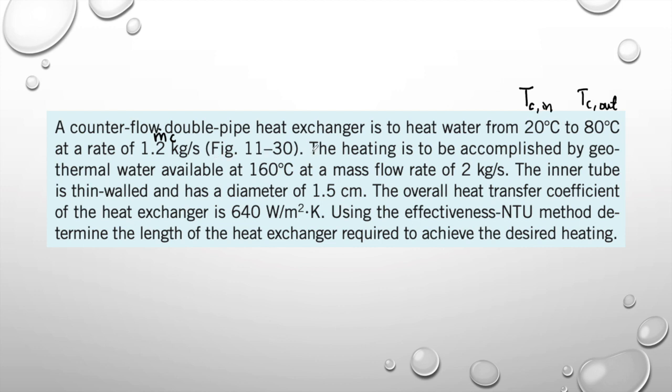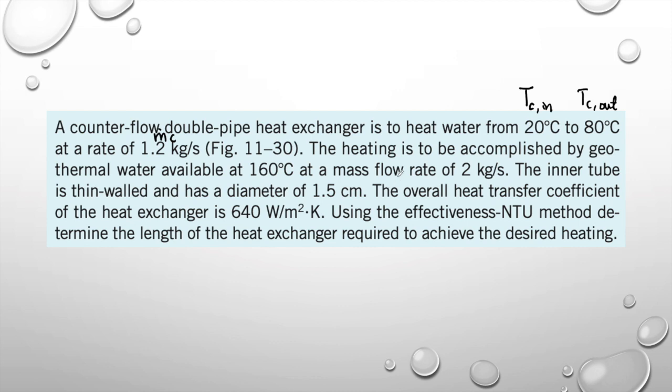Now, the heating is to be accomplished by geothermal water. This 160 degrees Celsius is T H in for your system, at a mass flow rate of 2 kg per second. For the geothermal water, the outlet temperature was not given in this question, so it will remain unknown.